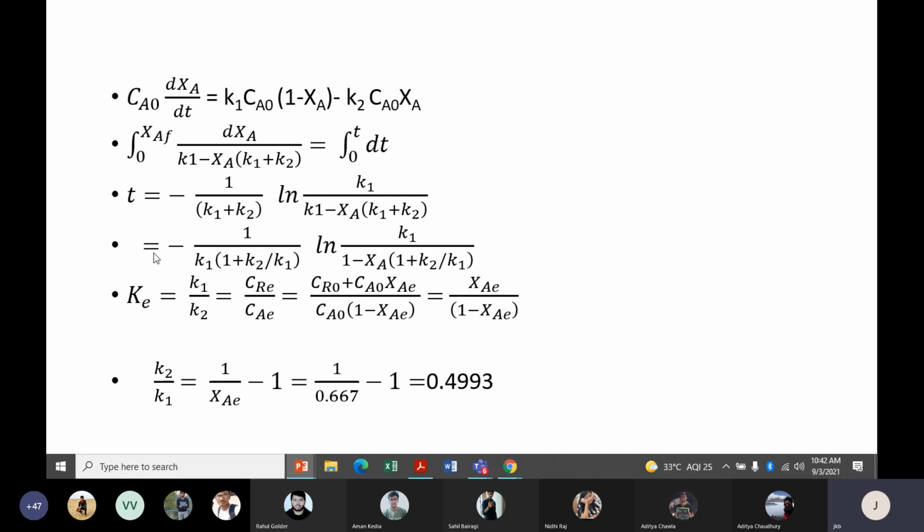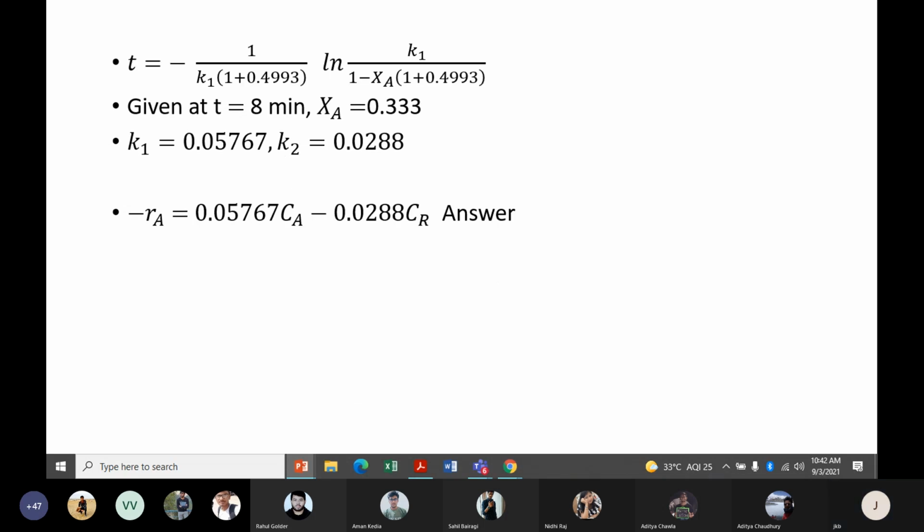So k2 by k1 we can substitute in this expression. First, second, third, fourth line, it is the fourth line: 1 by k1, (1 plus k2 by k1). So we can substitute k2 by k1, which is given from the data as 0.4993. Then you can solve it. At 8 minutes, XA is 0.33. Find out the rate constants k1 and k2. From this equation, you will find k1 because k2 is eliminated. Then this k1 you can substitute in the ratio of k1 by k2, and you get k2. Then the rate expression is this.